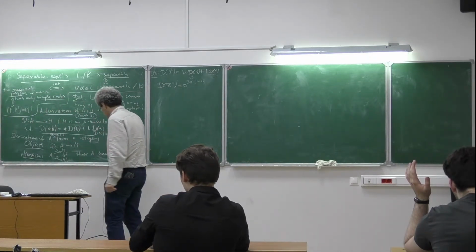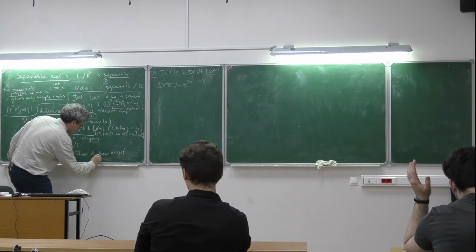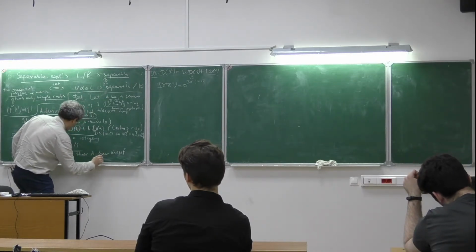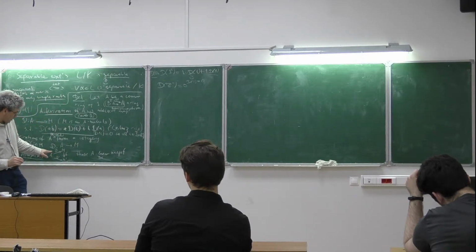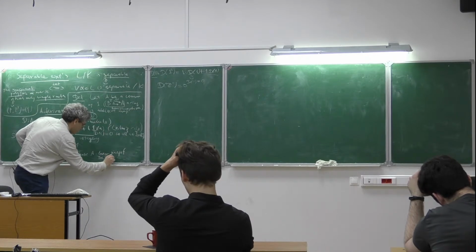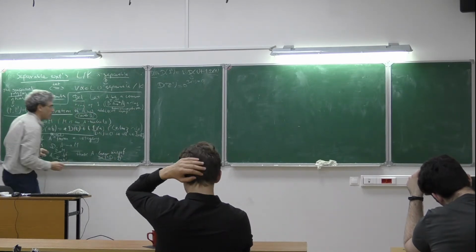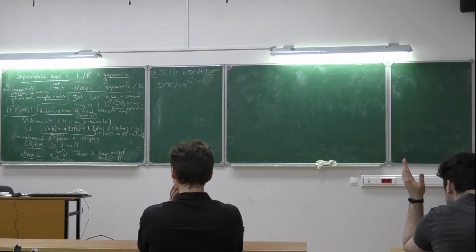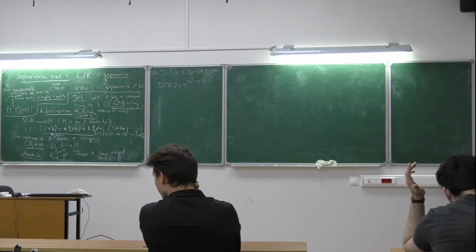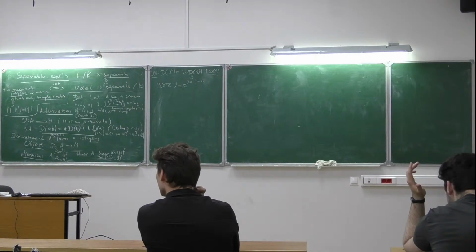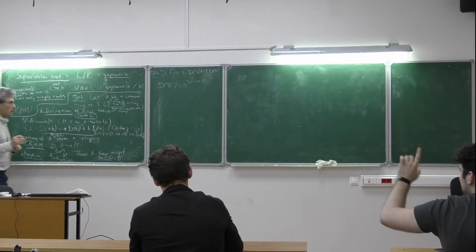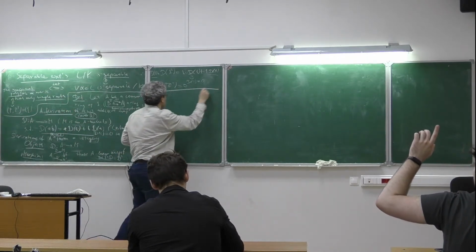So this means that if we start with D and compose it with F, then we get D prime. So all the derivations form such a category, and the claim is that this category has an initial object.